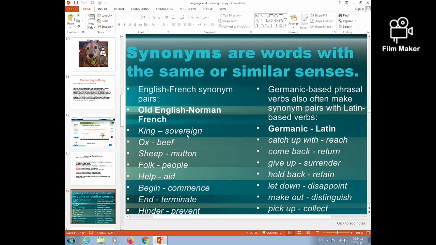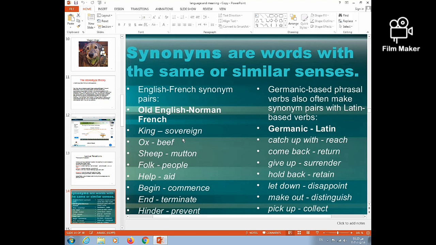And later on, with the Restoration Age, when English comes back, we find that French words and English words coexist. So we start to have multiple synonyms for the same thing. If you look at ox and beef, ox is English and beef is French. Sheep and mutton, folk and people, help and aid, begin and commence, end and terminate, hinder and prevent.